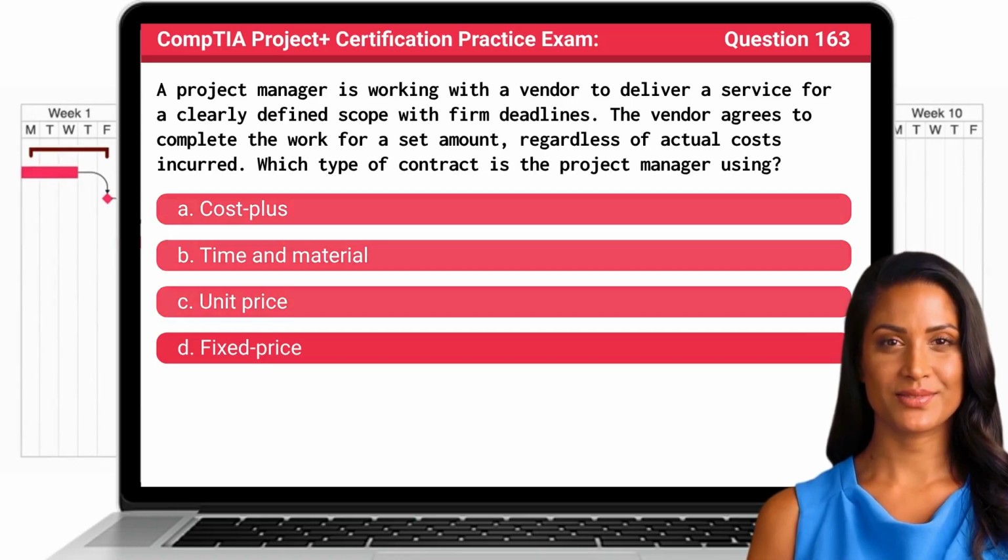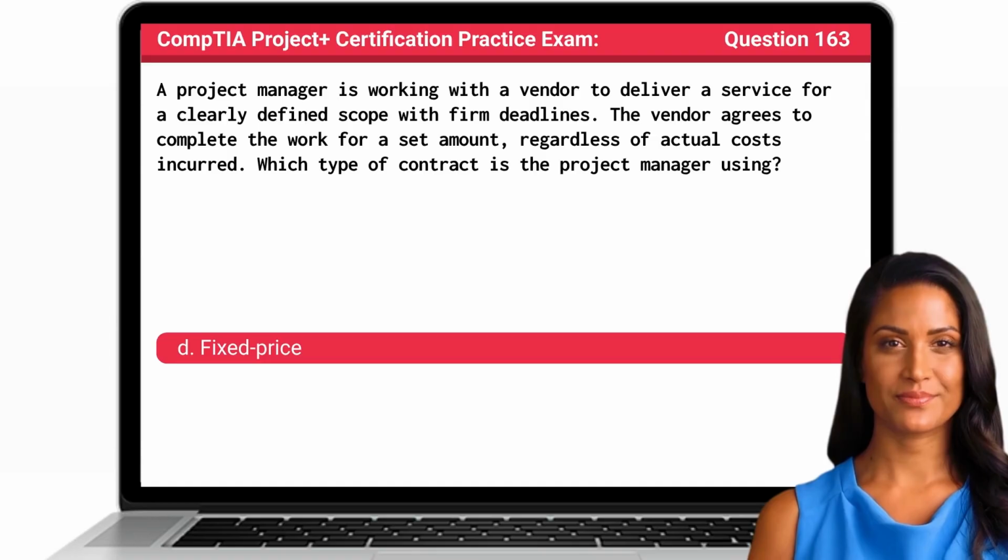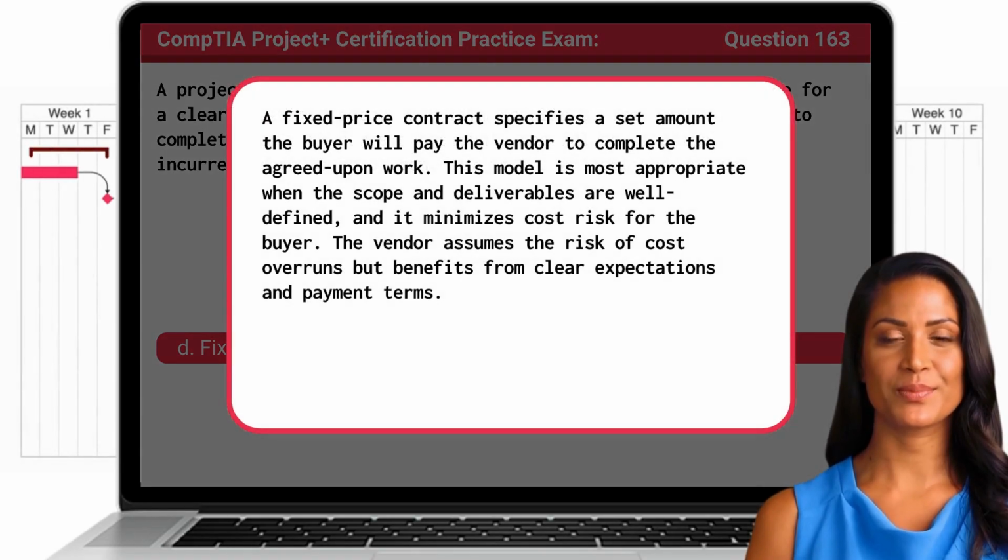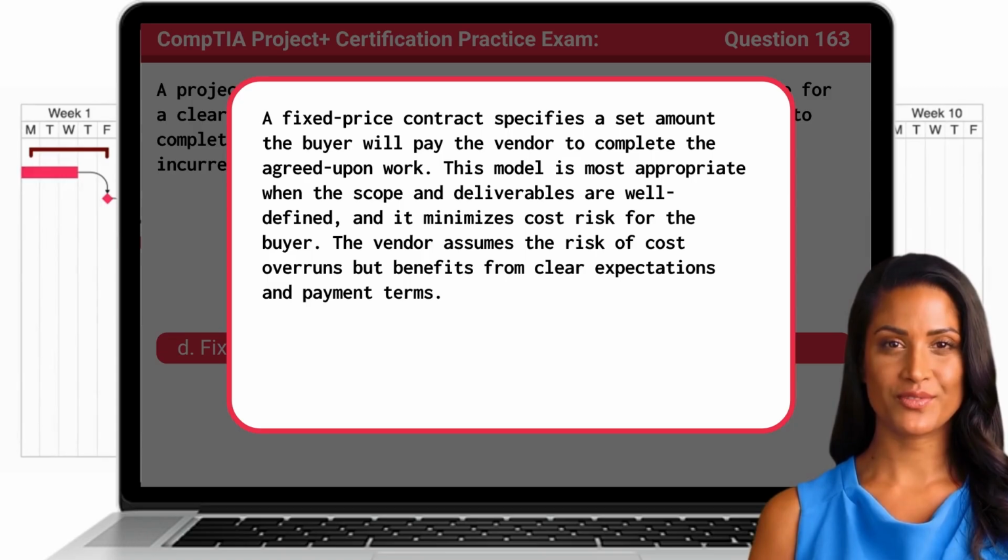The answer is D. Fixed price. A fixed-price contract specifies a set amount the buyer will pay the vendor to complete the agreed-upon work. This model is most appropriate when the scope and deliverables are well-defined, and it minimizes cost risk for the buyer. The vendor assumes the risk of cost overruns, but benefits from clear expectations and payment terms.